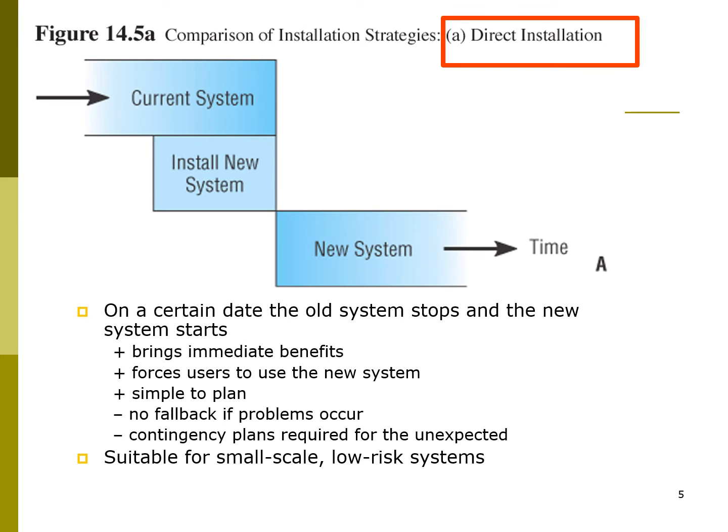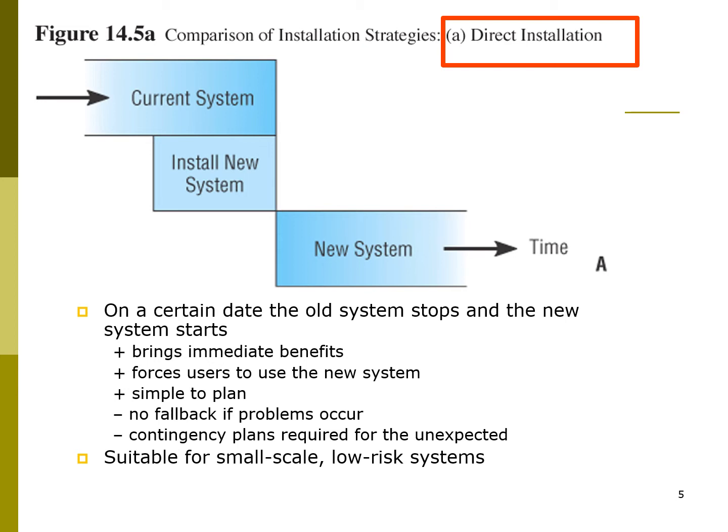Let's look at the first one, which is called direct installation. What happens here is, let's say you go to the customer site, bringing along the new software that you have developed for them. If they already have a working system, which we call the current system, you are going to install the new one that you have developed. Once it is installed, the new system will be running. The current one will no longer be used at all.